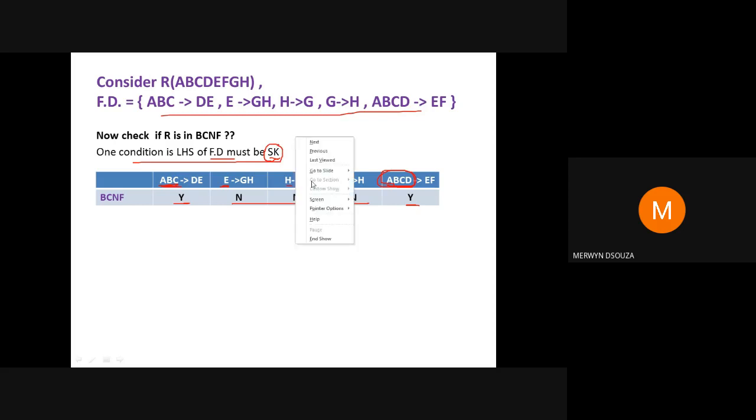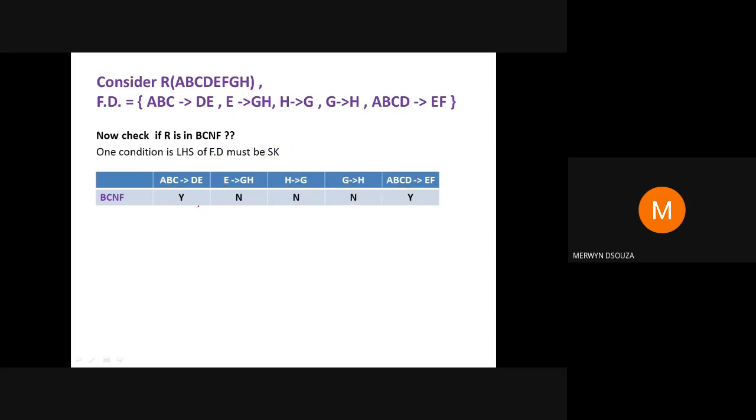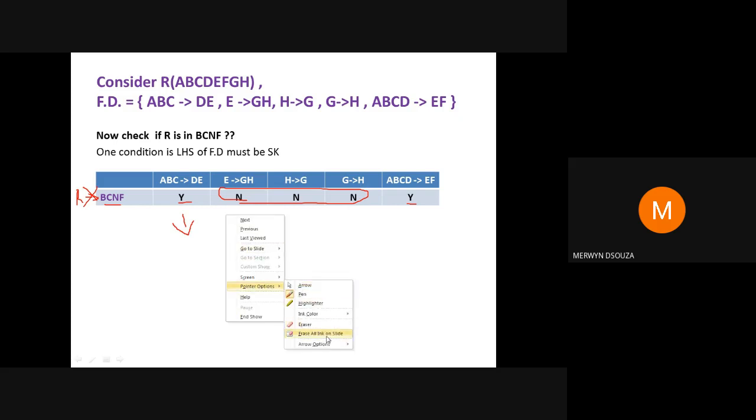Out of the 5 functional dependencies, there are just 2 which are in BCNF. These are not in BCNF, so we cannot claim that R is in BCNF. Just because 2 functional dependencies are in BCNF, we cannot claim that R is in BCNF. So we go to the next lower normal form, that is 3NF.